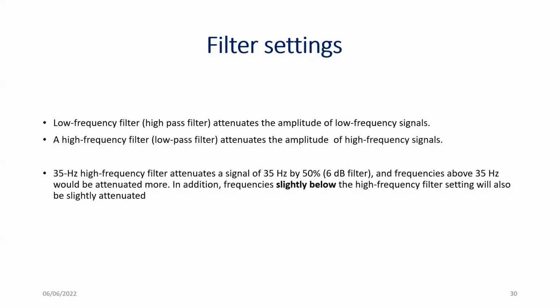So you see, the low frequency filter is called a high pass filter. It means it is passing the higher frequencies. For example, 0.3 hertz is a low frequency filter. So what it will do is pass the higher frequencies, but attenuate the lower frequencies. Similarly, a high frequency filter is, for example, 35 hertz. So it will attenuate the higher frequencies, but pass the low frequencies. That is why the low frequency filter is called a high pass filter, and the high frequency filter is called a low pass filter.